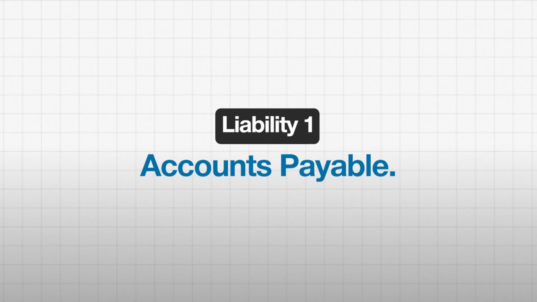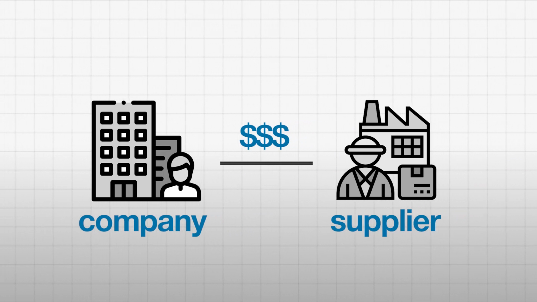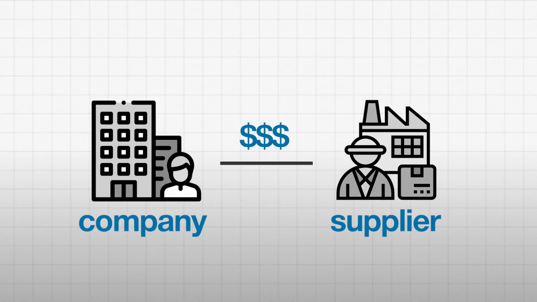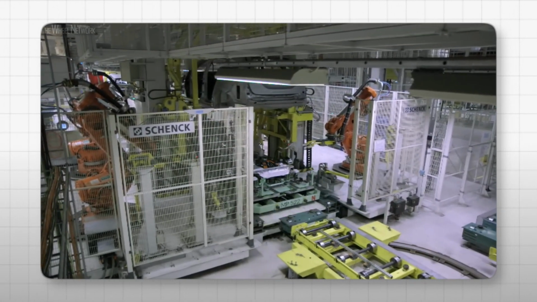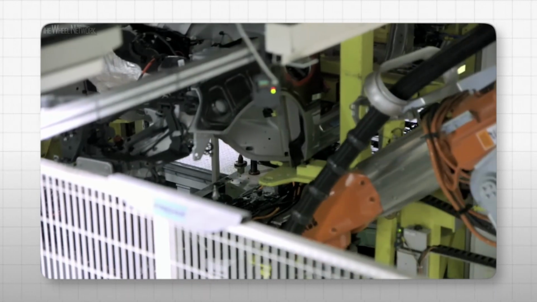First, accounts payable. This is the money a company owes to its suppliers. Buffett checks if the company can easily pay these bills. If accounts payable is rising faster than revenue, it's a bad sign because it may mean the company is struggling to pay off its suppliers.